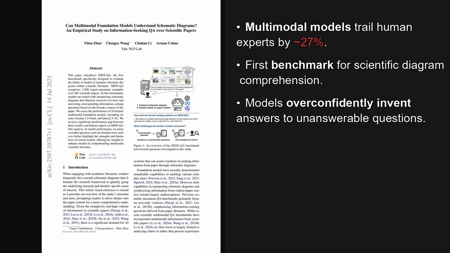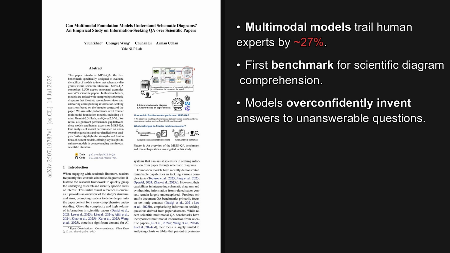I'm Alex, and today we're looking at a paper from the Hugging Face Trending List, published on July 14, 2025, about 2 days ago. This paper reveals a really big performance gap between AI and human experts, with the best open source model, Qwen 2.5 VL 72B, only hitting about 61.6% accuracy, while humans scored 89%. The paper is titled, Can Multimodal Foundation Models Understand Schematic Diagrams? An Empirical Study on Information-Seeking QA over Scientific Papers. And as we'll see, the way these models handle unanswerable questions is particularly revealing.